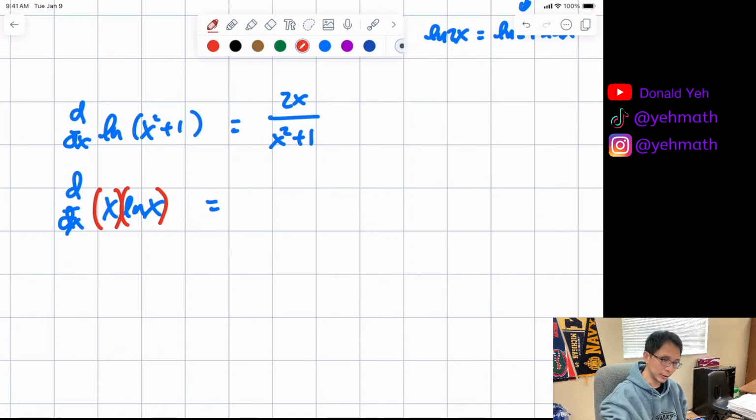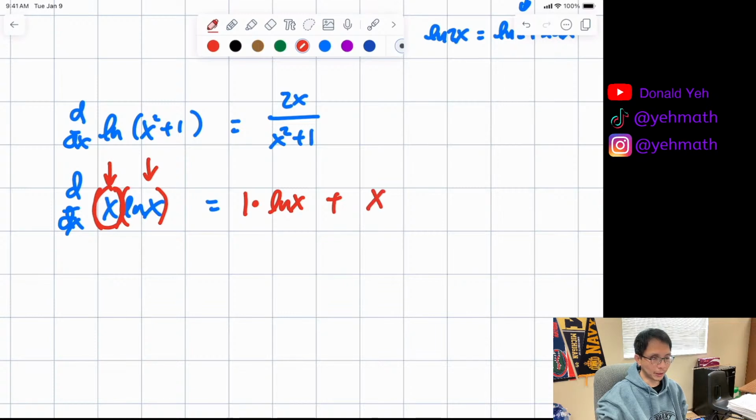So this is a left function, this is a right function. Well, what's the answer? Natural log of x plus 1. Thank you. So first, I'm going to take a derivative of x, which is 1. Is that okay? I'm going to leave the natural log of x alone. Is that all right? Am I going too fast? Plus, I'm going to leave the first one alone and take a derivative of the second one. So ln x plus 1.